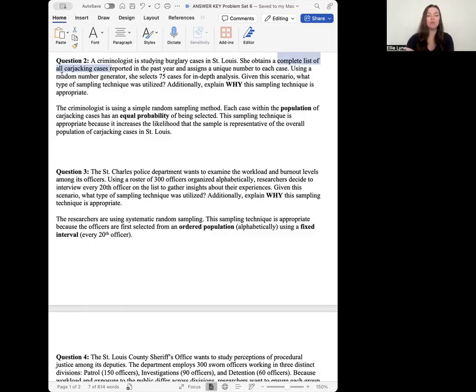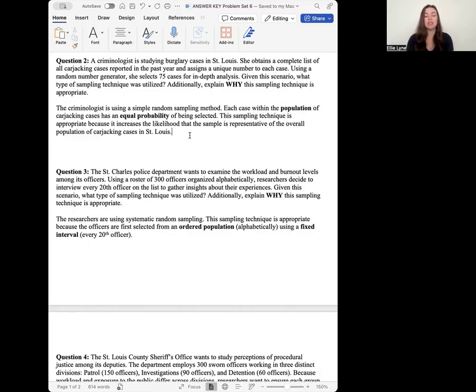And so the random number generator allows her to simply be able to randomly select these cases in order to get a representative sample overall. And so that's what we're looking at here. Couple keys here. Each case within the population of the carjacking cases has an equal probability of being selected. So those are your 2 keys for a simple random sample. So that's what you should be looking for in any future problem sets or quizzes.